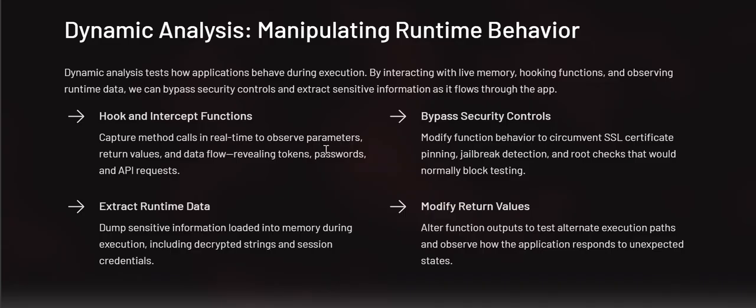If static analysis is like looking at the car's engine when it is off, then dynamic analysis is like starting the engine and observing how everything moves and responds. With dynamic analysis, we can see what data is actually passed to a function, capture tokens, passwords and API parameters while the app is running, bypass security features like SSL pinning, and change the return value of a function. So dynamic analysis is very important and helps us understand the app's real-time behavior.